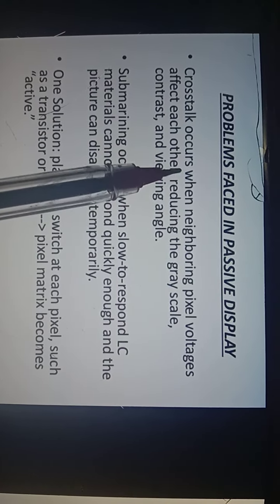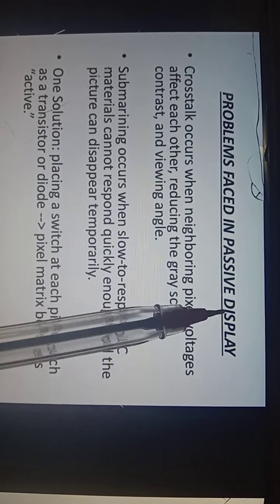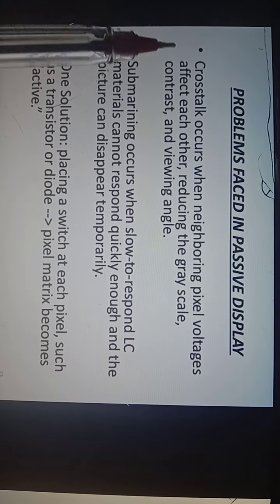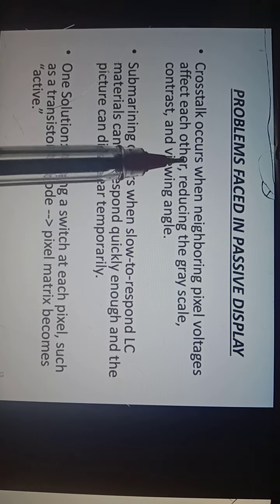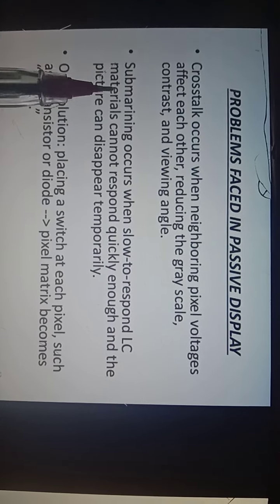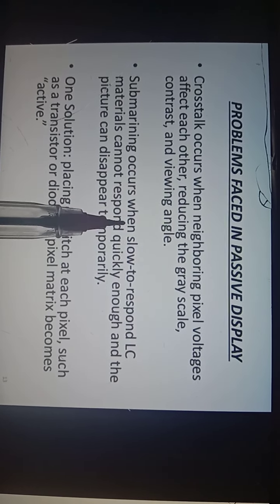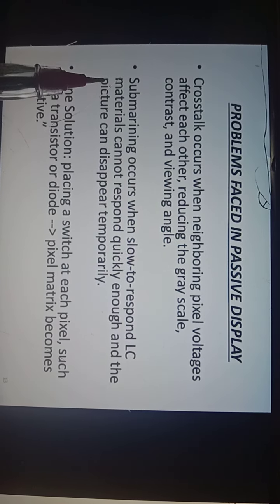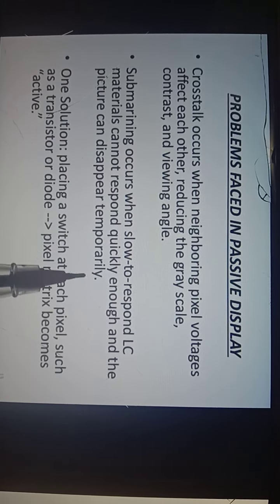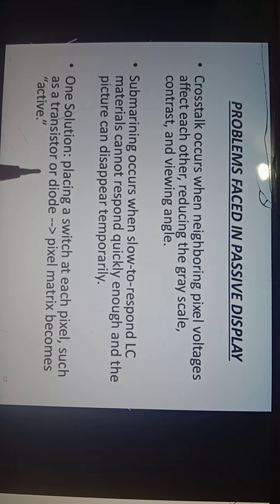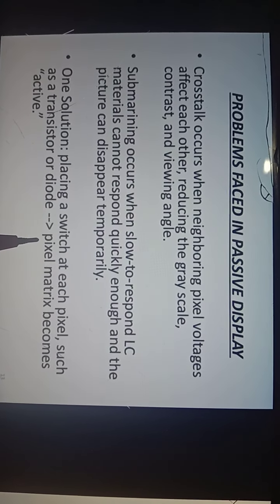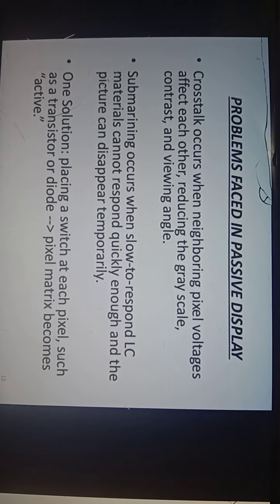The problems which you are going to face in the passive display: crosstalk occurs when neighboring pixels' voltages affect each other, reducing the grayscale, contrast and viewing angle. Submarining occurs when slow-to-respond LC materials can't respond quickly enough and the picture can disappear temporarily. One solution: placing a switch at each pixel such as a transistor or diode, so the pixel matrix becomes active.